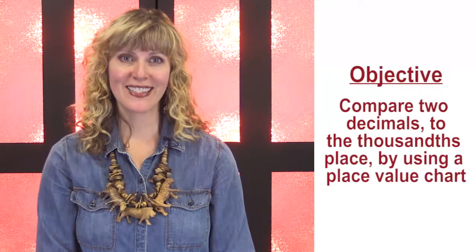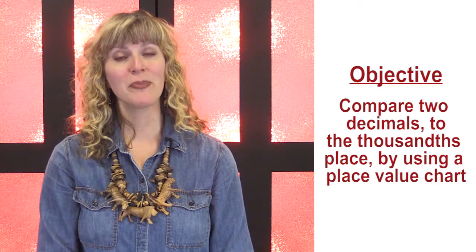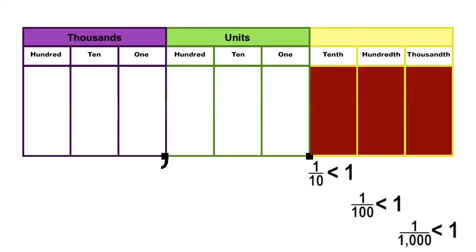The objective of the lesson is to help students compare two decimals to the thousandths place by using a place value chart. Students should understand that tenths, hundredths, and thousandths represent less than a whole number. Decimals are one way to represent fractions.